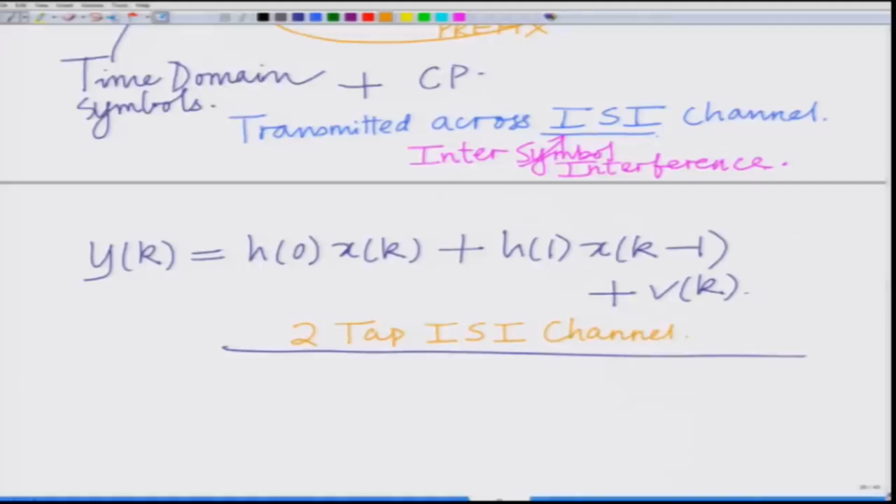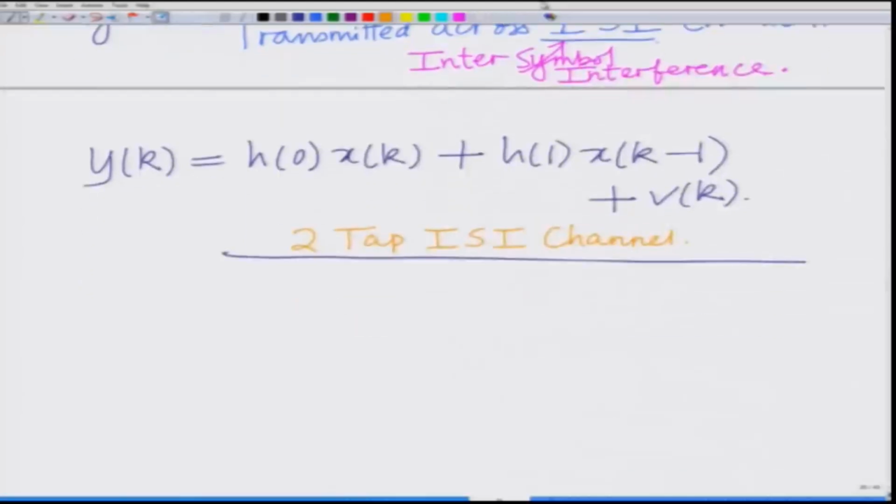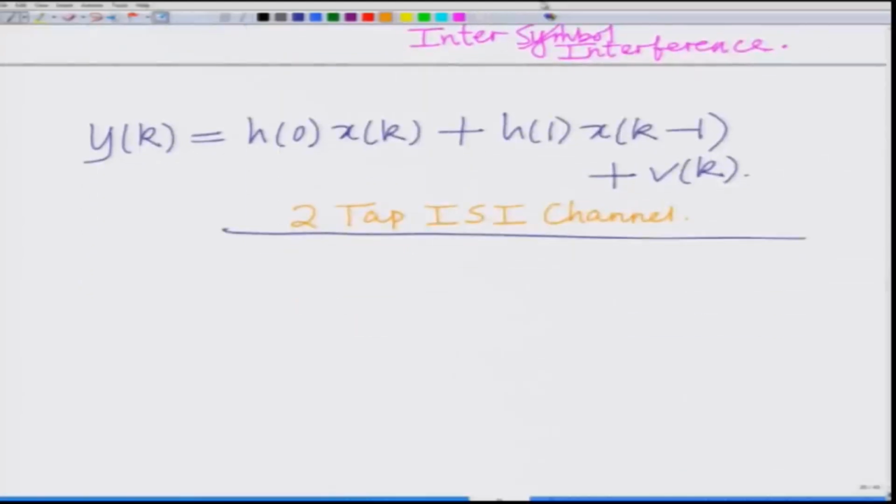This is your 2-tap ISI channel, or 2-tap inter-symbol interference channel. Now, when we transmit these time domain symbols with a cyclic prefix, the effect of the channel is that of circular convolution. Therefore, I will have Y, which is H, the channel filter, circularly convolved with X, plus V. Why does this arise?